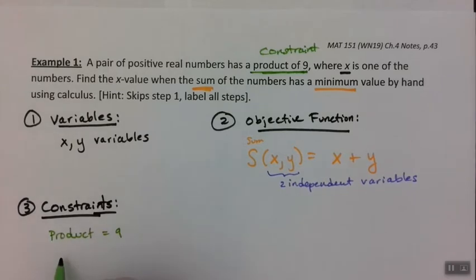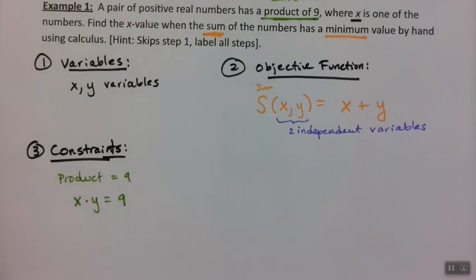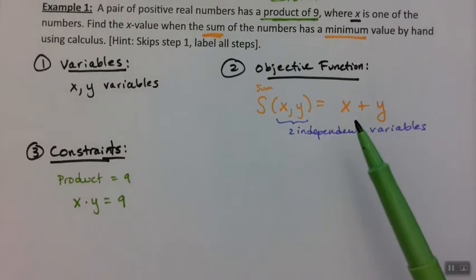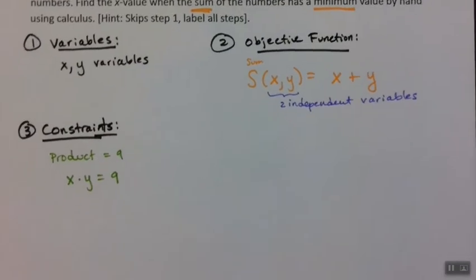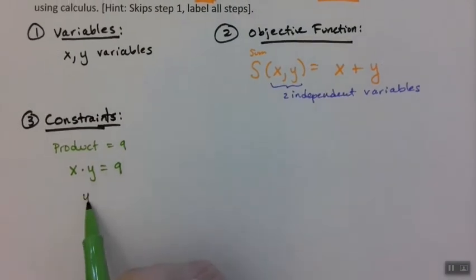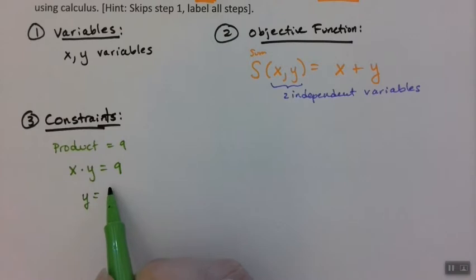So that means that the product is 9, and that's x times y is 9. Oops, sorry, my dog is barking. 1 second. So we want to use this constraint to modify this function. And what we can do is solve it for one of the variables. So I'm going to solve it for y. y would be 9 divided by x. And then I can use that over here in this objective function.